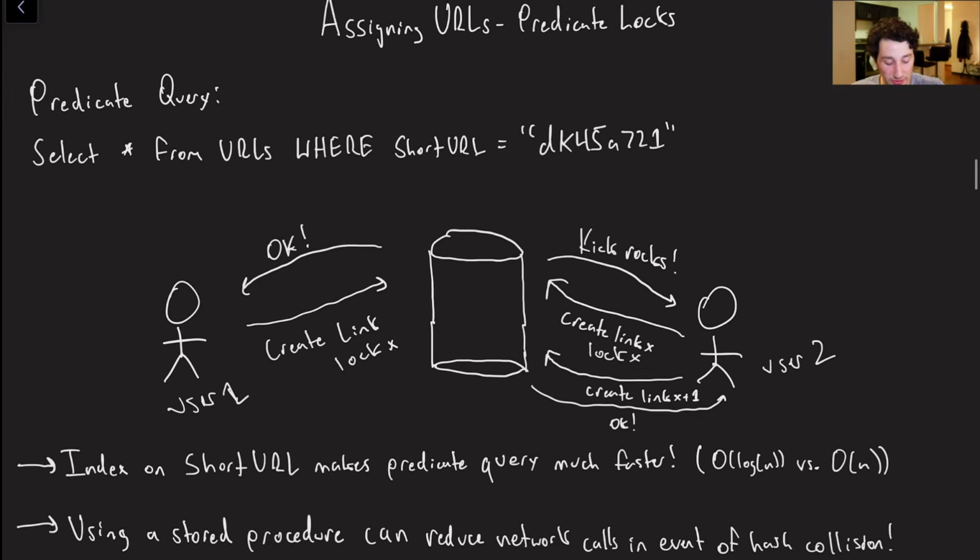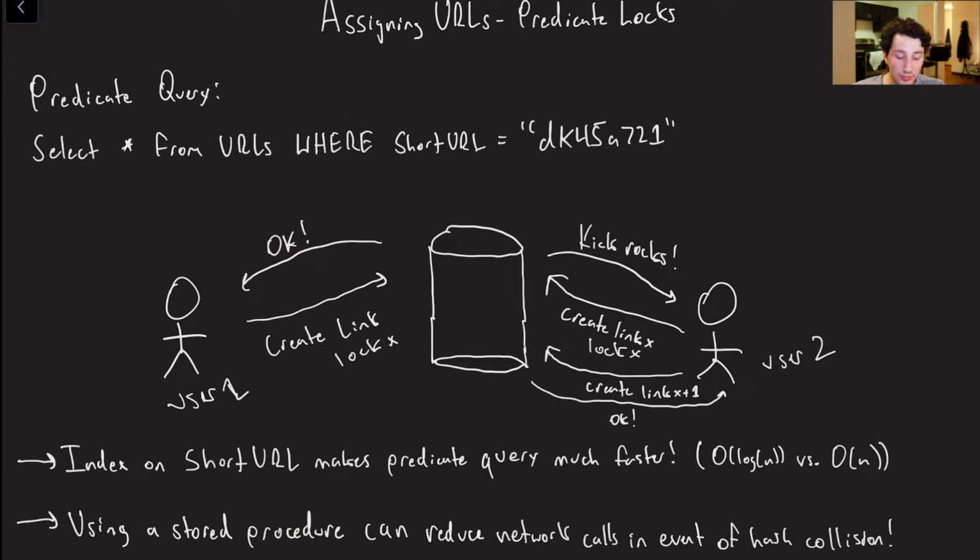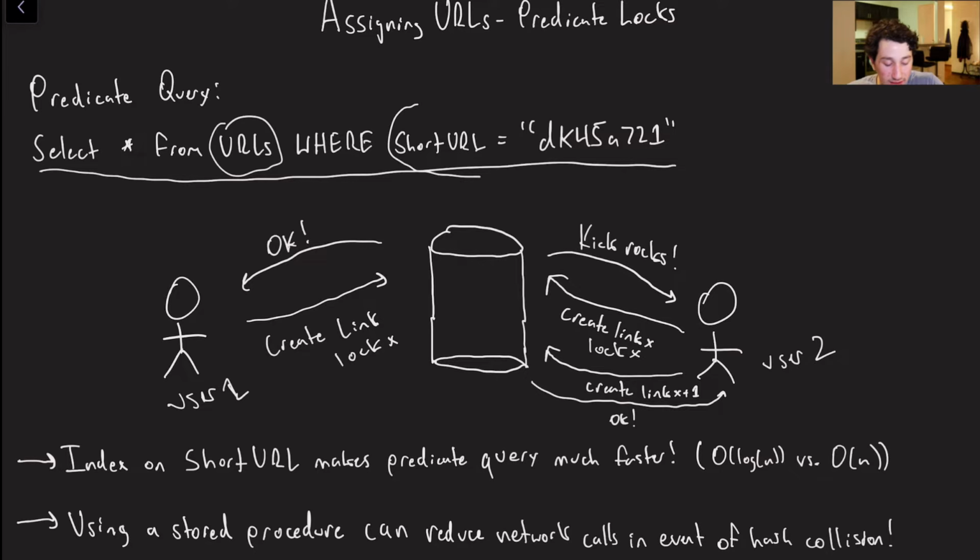Well, there's two possible solutions. One of which is called predicate locks. Predicate locks are pretty simple. They're basically just locks on rows that don't exist yet, and you specify a query on that row. So in this case, as you can see, we would be taking everything from the URLs table where the short URL key is the thing that the conflict was on.